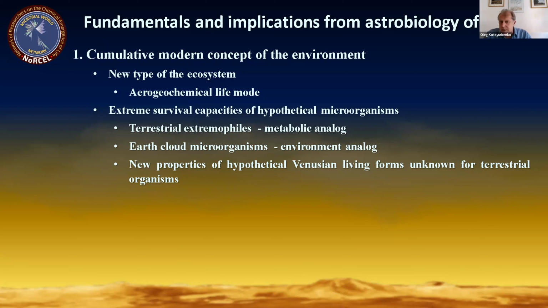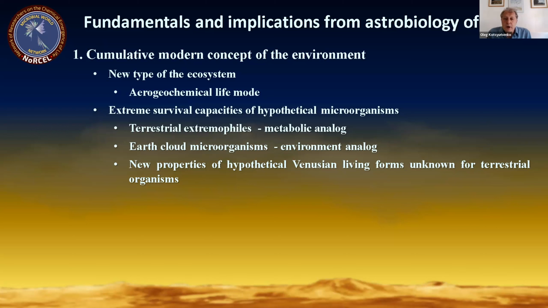Extreme survival capacities of hypothetical microorganisms in Venusian clouds. So we can say about terrestrial extremophiles in hot springs, for example, as metabolic analogs to a hypothetical microbial community in Venusian clouds. Of course, Earth cloud microorganisms also can be considered for further study as an environmental analog, how they can exist there, how they are interacting, how they can survive, and so on.